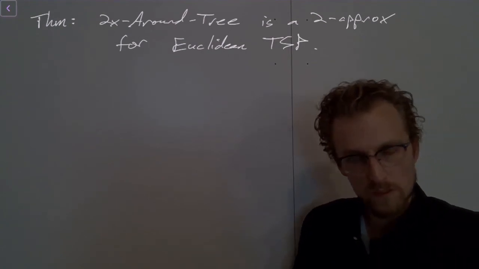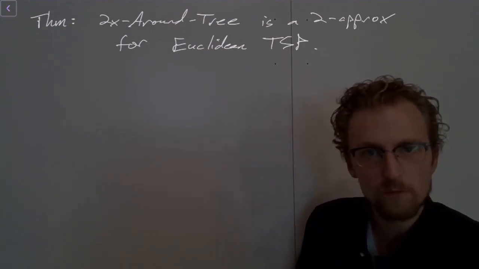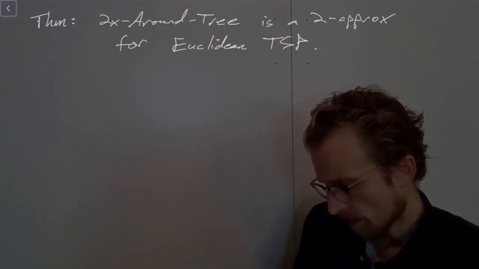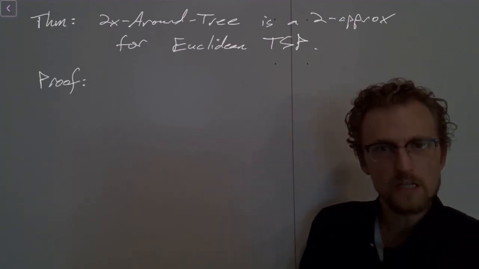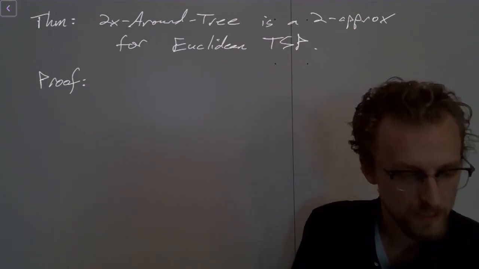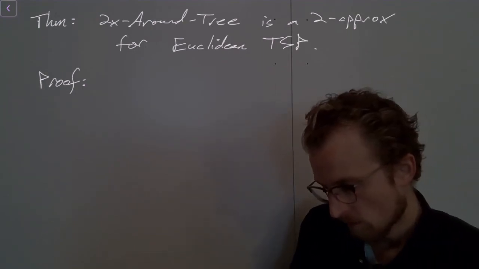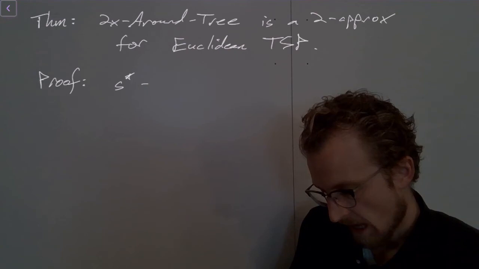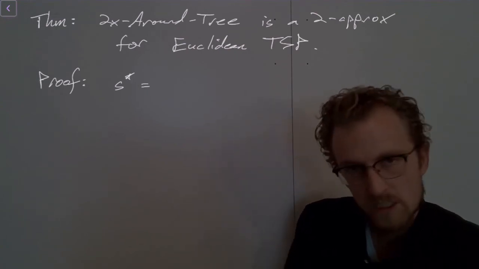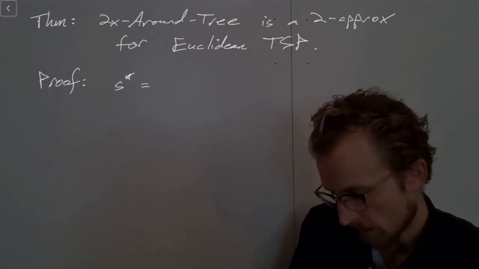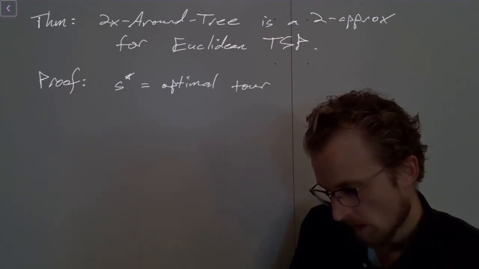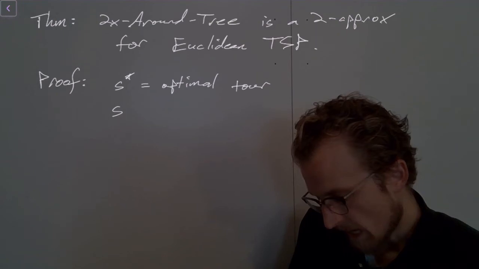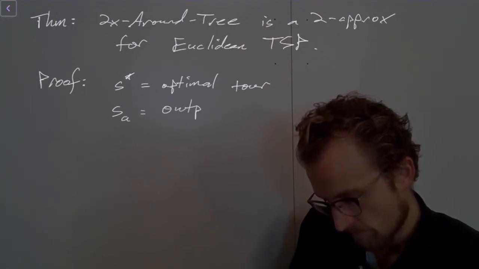So here's a proof, and this proof is going to be relatively formal, but it's pretty simple. All right, so here's the proof. And for some terminology, let's assign some symbols to some things. So let's say S star. We'll define S star as the optimal tour. Right? So this is the optimal answer to the TSP. And now let's define SA as the output of the algorithm.